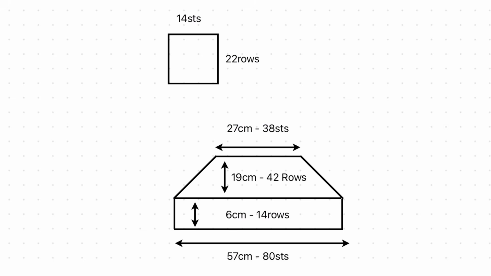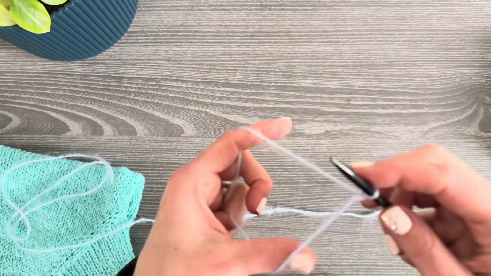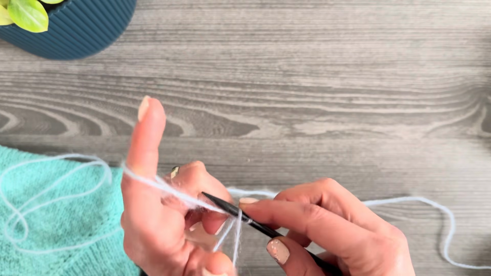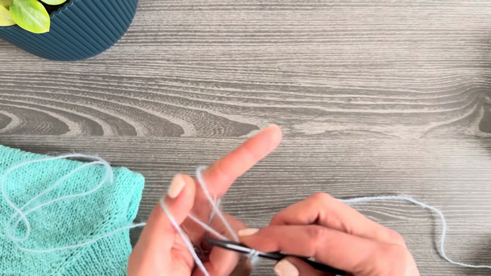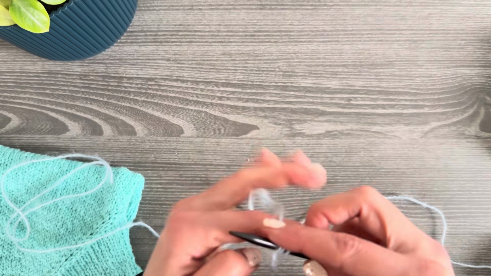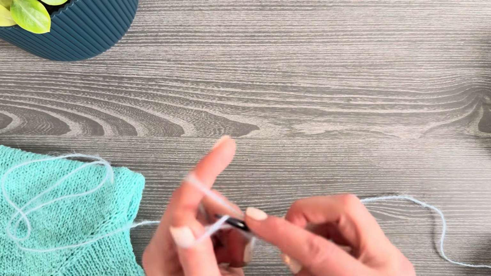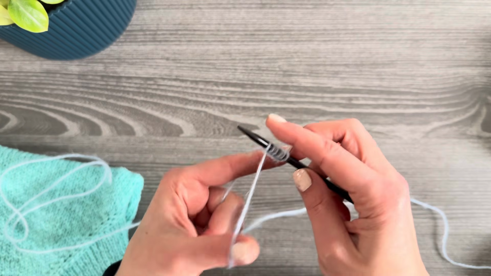In total, all this section will have 25 centimeters, and at the end I will have about 57 centimeters, which are 80 stitches. So with this being said, if you have the same gauge as mine and you want to follow the same stitch count, then you can follow these numbers. And now I will cast on 38 stitches, so the number of stitches that I need for the neckline. I'm using the long tail cast on.